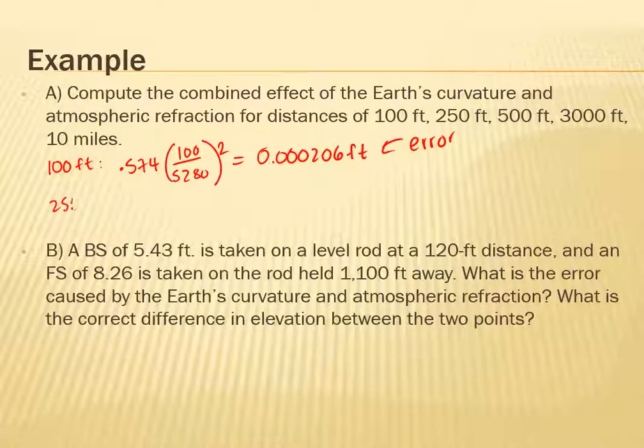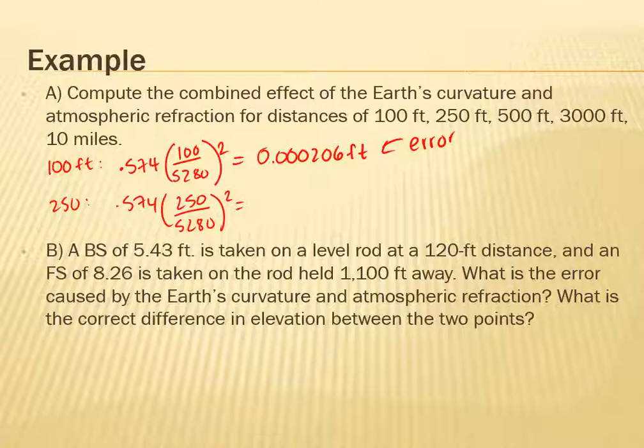If we have 250, 0.574 times 250 over 5280 squared equals, I actually don't have this number, so I'm going to plug it into my calculator, but feel free to do it yourself. Same thing with 500, same thing with 3,000. Now when it's 10 miles, watch out, you don't have to convert. This is already in miles, and you will see how a number that starts off being super insignificant becomes a lot more important as the distance gets longer, of course. All right.